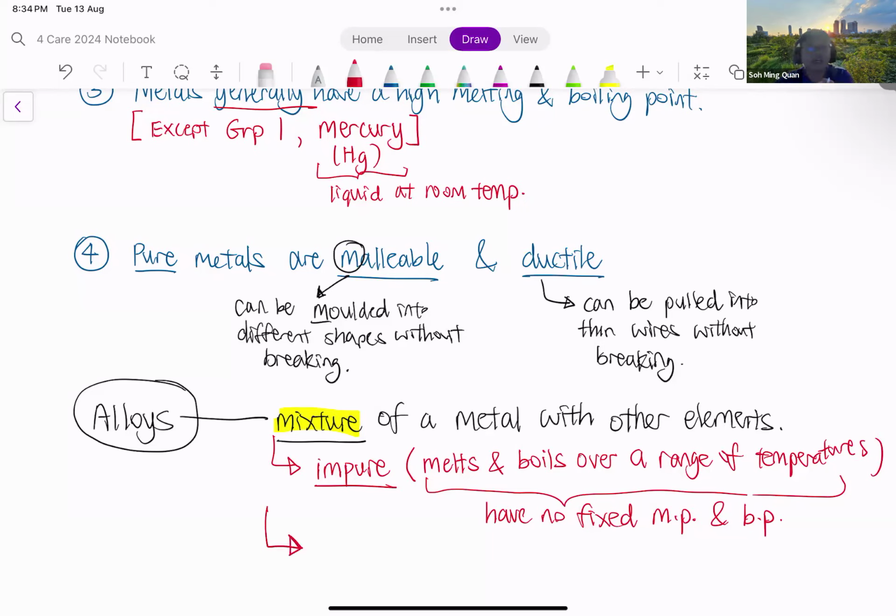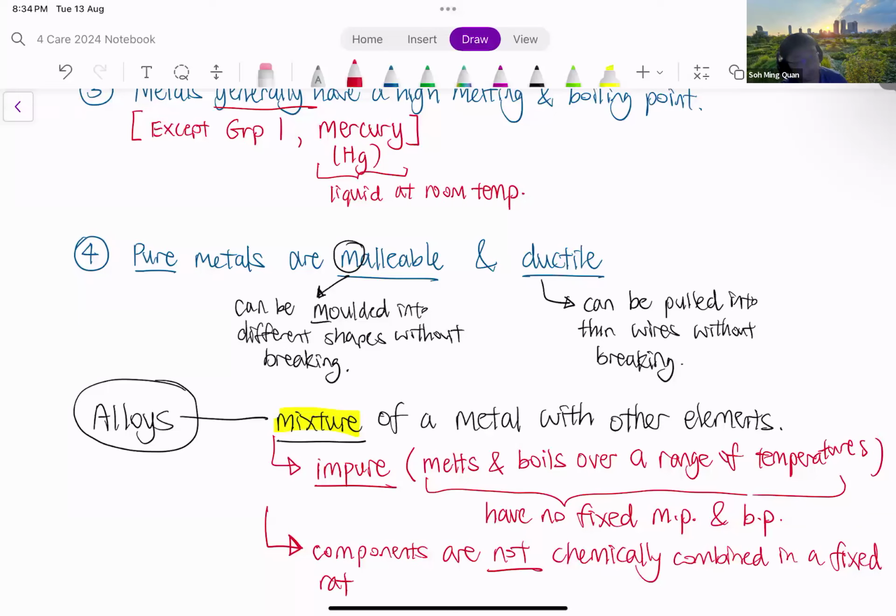Next, if it's a mixture, besides saying that it's impure, another important concept here is that the components of the mixture are not chemically combined in a fixed ratio. Okay, I'm sure you have learned this phrase before, not chemically combined in a fixed ratio. But what does it mean?